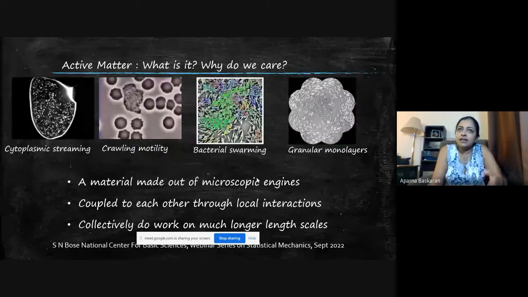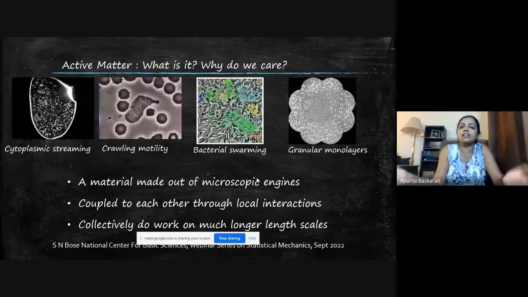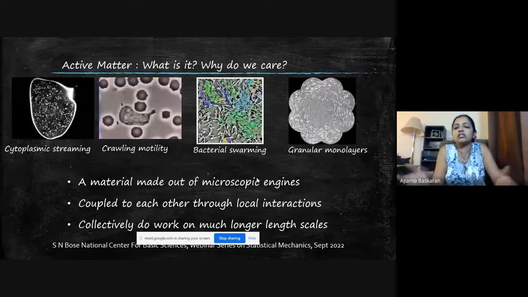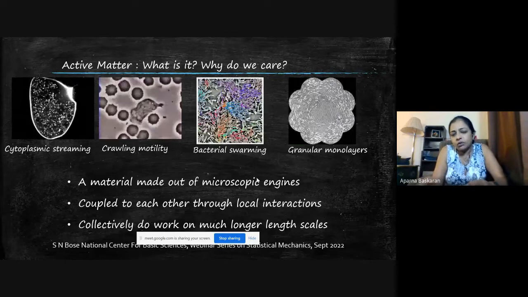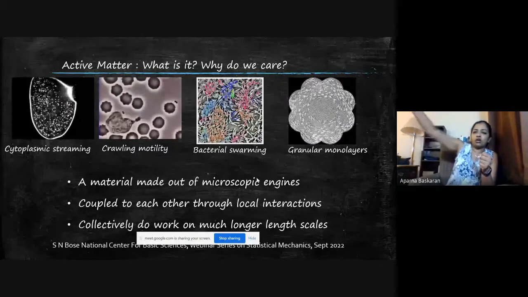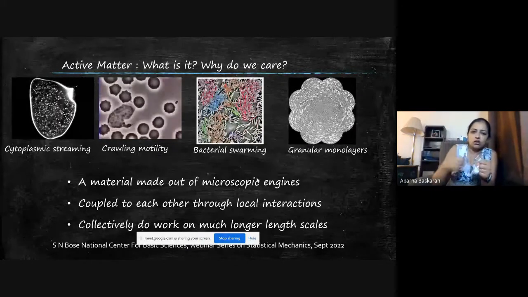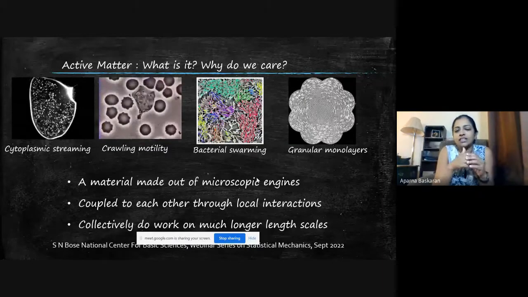Instead of a material made out of atoms that is then used to construct engines, you just have a material made out of engines. There are lots of Carnot engines that are all coupled to each other and talking to each other. These engines are all coupled through local interactions. Namely, an engine over here does not have a way to talk to an engine all the way over there. It can only talk to its neighbors. Again, as StatMech people, we know that that is enough.